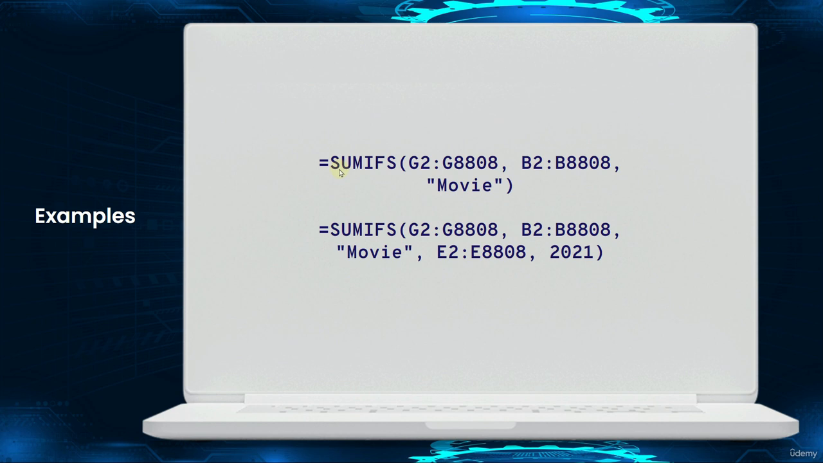So in the first calculation here, you can see it is going to sum cells G2 to G8808, but first it will check B2 to B8808 to make sure it's a movie. Sumifs will check two conditions here, so it's also going to check column E to make sure it's 2021. So let's run these two calculations.